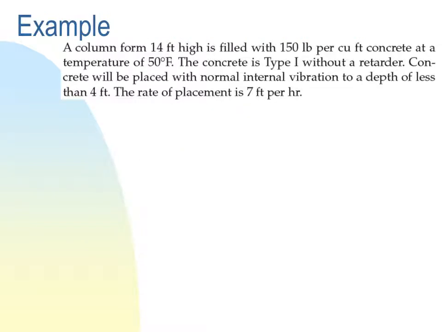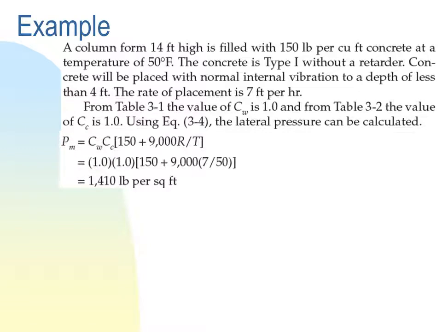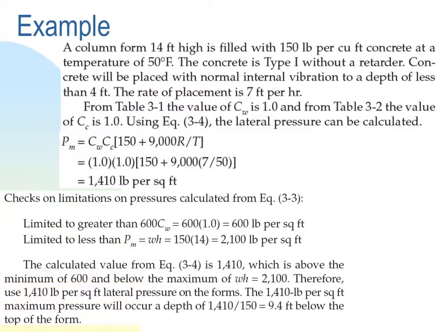So if we have another example, a 14 feet high column is filled with 150 pounds per cubic foot concrete at a temperature of 50 Fahrenheit. The concrete is type 1 without a retarder. Concrete will be placed with normal internal vibration to a depth of less than 4 feet. The placement rate is 7 feet per hour. So again, CW is 1 and CC is 1. We'll apply the equation and we'll get 1410 pounds per square foot.